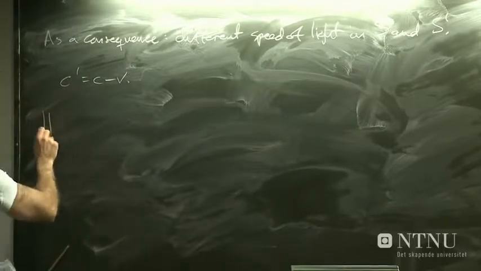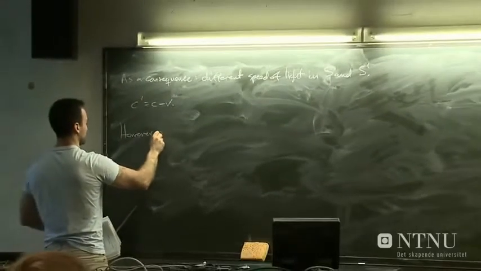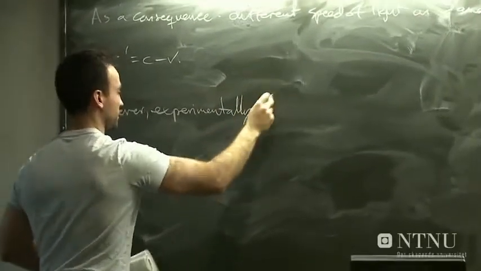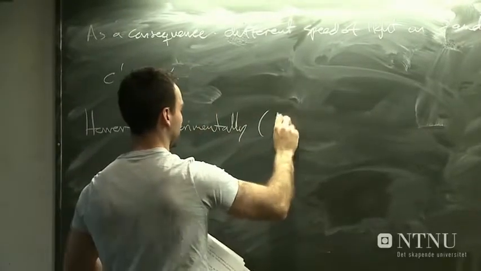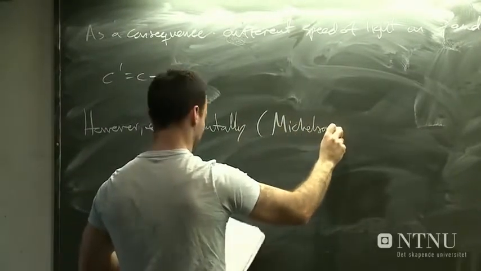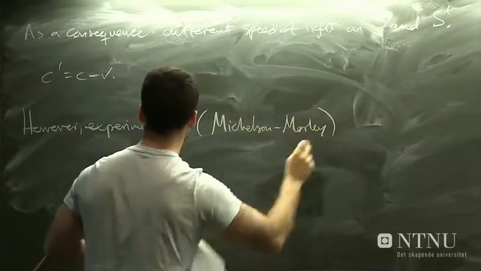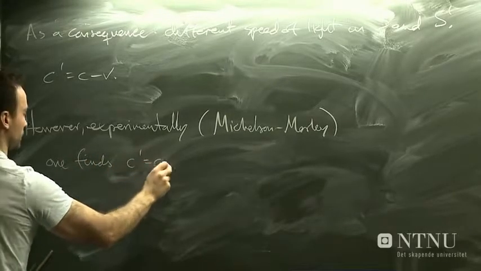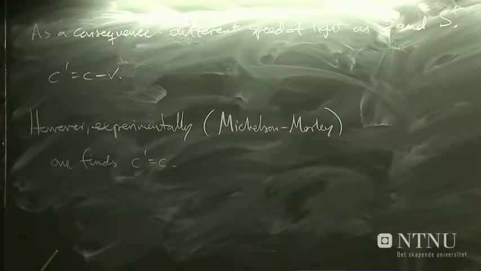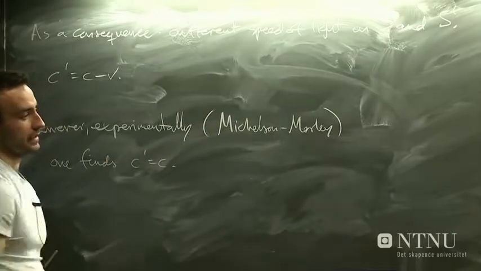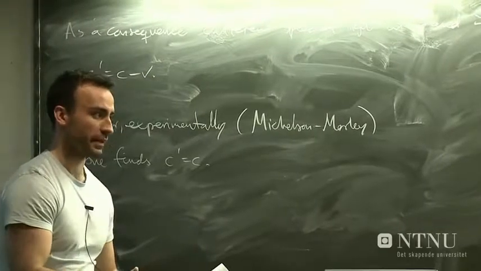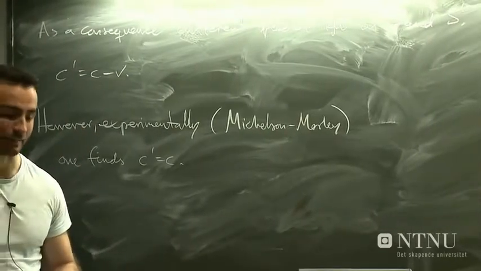However, experimentally, one finds that the two velocities are the same. c prime equals c. See, for instance, the Michelson-Morley experiment. So the Galilean transformation predicts that the two velocities should be different, but experimentally we see the same velocity.